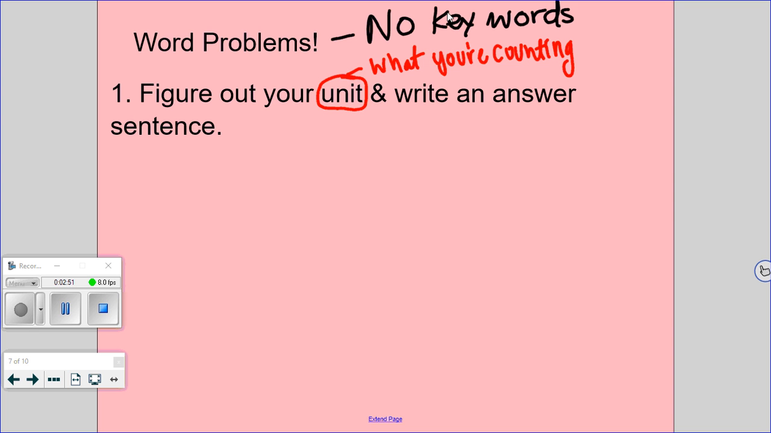Maybe you're counting puppies. Maybe you are counting flowers. Maybe you are counting cookies. But you have to figure out what you are counting before you can start doing math. And that makes sense, right? Think about real life. I have to figure out what it is that I'm working with before I can just start adding and subtracting and doing things all together.